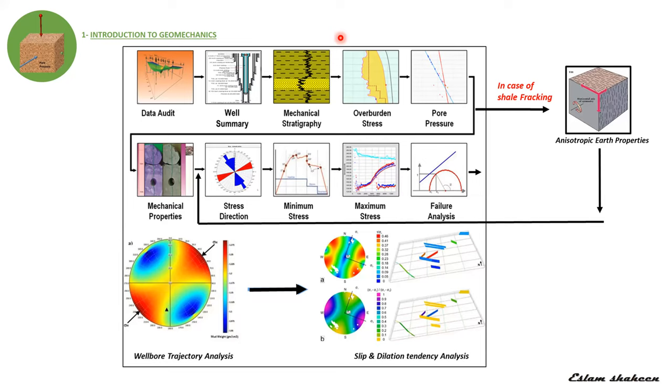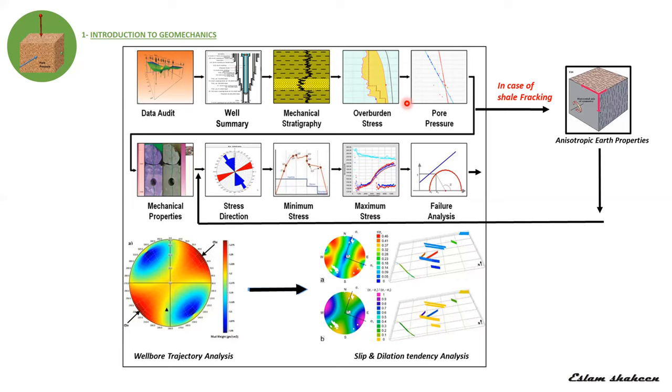After that, we have the stress direction. As I said earlier, these stresses have a magnitude and a direction. So I need to know their direction and their magnitude. For the stress direction step, we use what is called in the oil and gas industry FMI, formation microimage, or caliper log, to know the direction of the present-day stresses. After that, we calculate the minimum horizontal stress. After the minimum, we calculate the maximum horizontal stress.